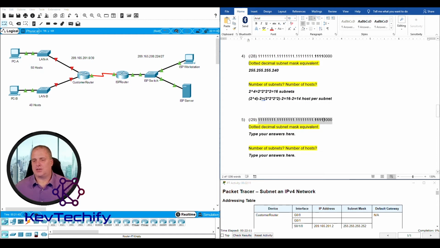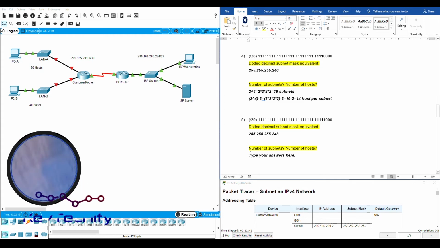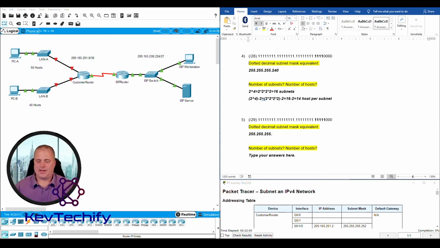/29 gives us 29 bits in our network portion. That gives us 5 bits we're borrowing from our original /24. Dotted decimal subnet mask equivalent. First 3 octets are all ones. 255, 255, 255. Takes us down to 128 plus 64 plus 32 plus 16 plus 8. If you add all of those together, that is 248.